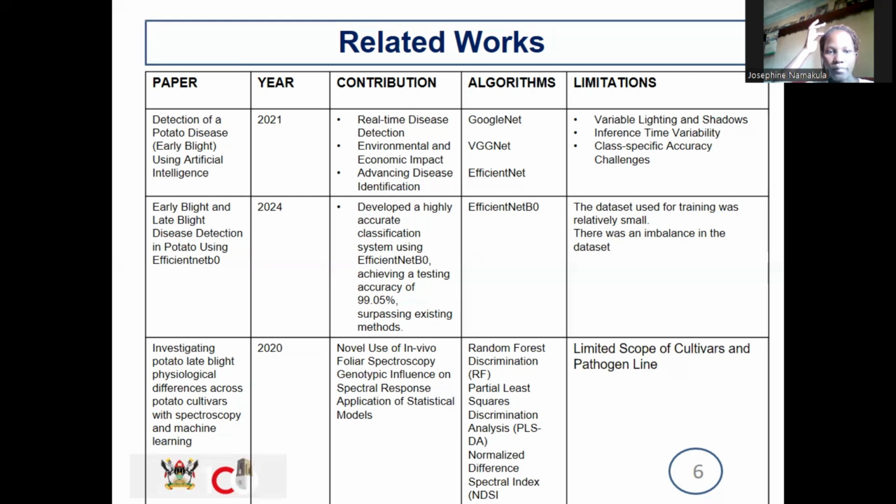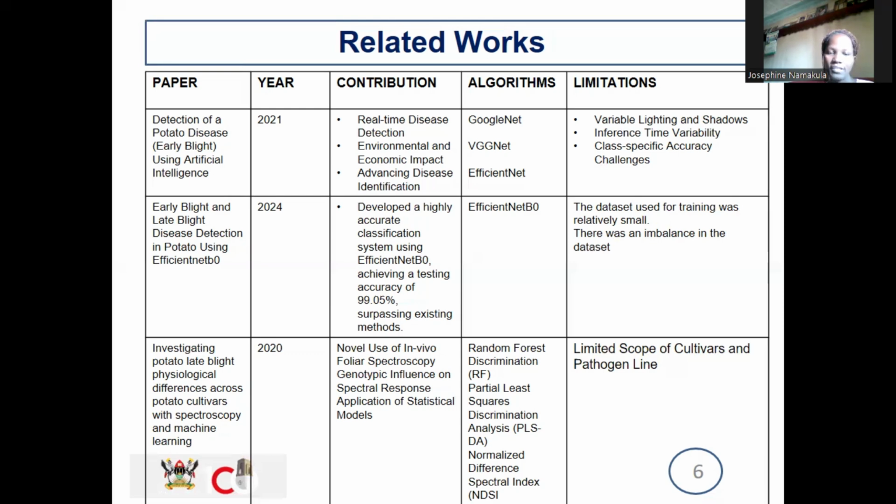The second paper is blight and late blight disease detection in potato using EfficientNet B0. It was published in 2024. They developed a highly accurate classification system using EfficientNet B0, achieving a testing accuracy of 99.0%, surpassing existing methods. The algorithm they built was EfficientNet B0. The limitation was that the dataset used for training was relatively small, and also there was an imbalance in the dataset.